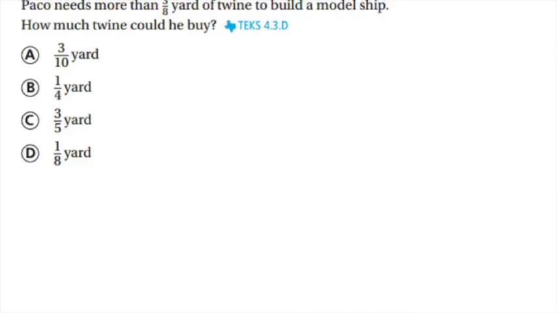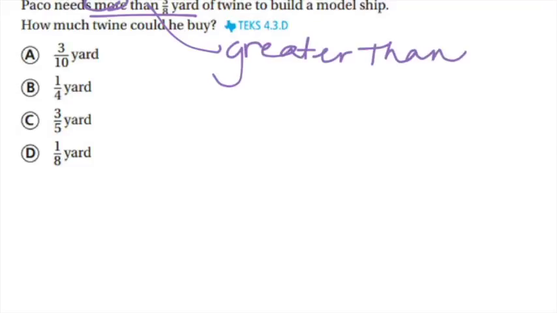In problem 5, we see that Paco needs more than 3/8 yard of twine to build a model ship. How much twine could he buy? Okay, I'm looking at the problem and I see more than 3/8, which is just like saying greater than. So I'm just going to write this on the side. So he needs a fraction that's greater than 3/8.